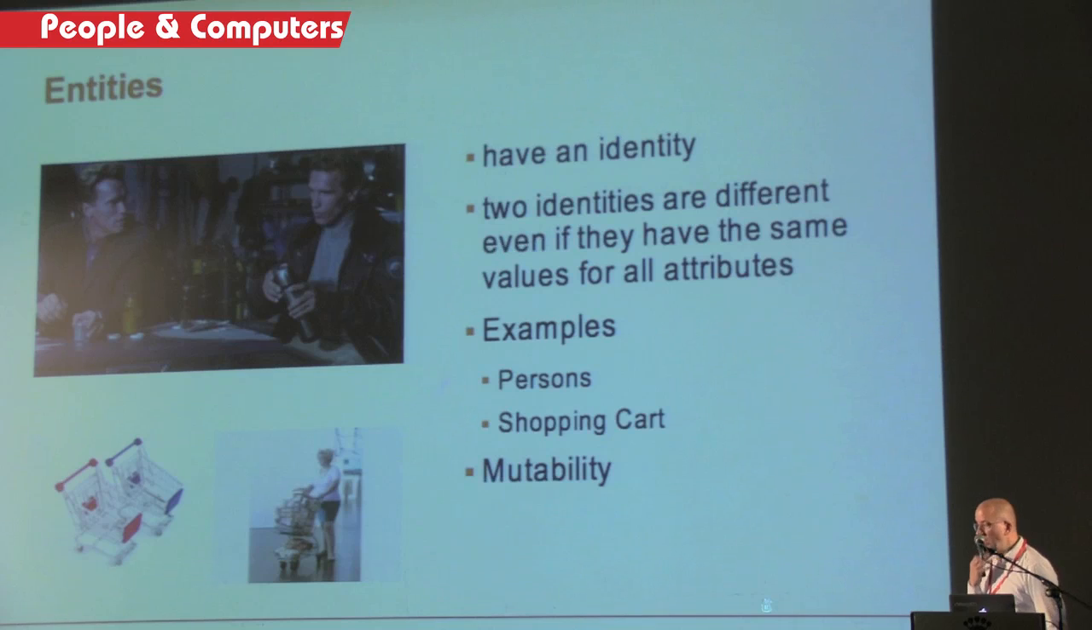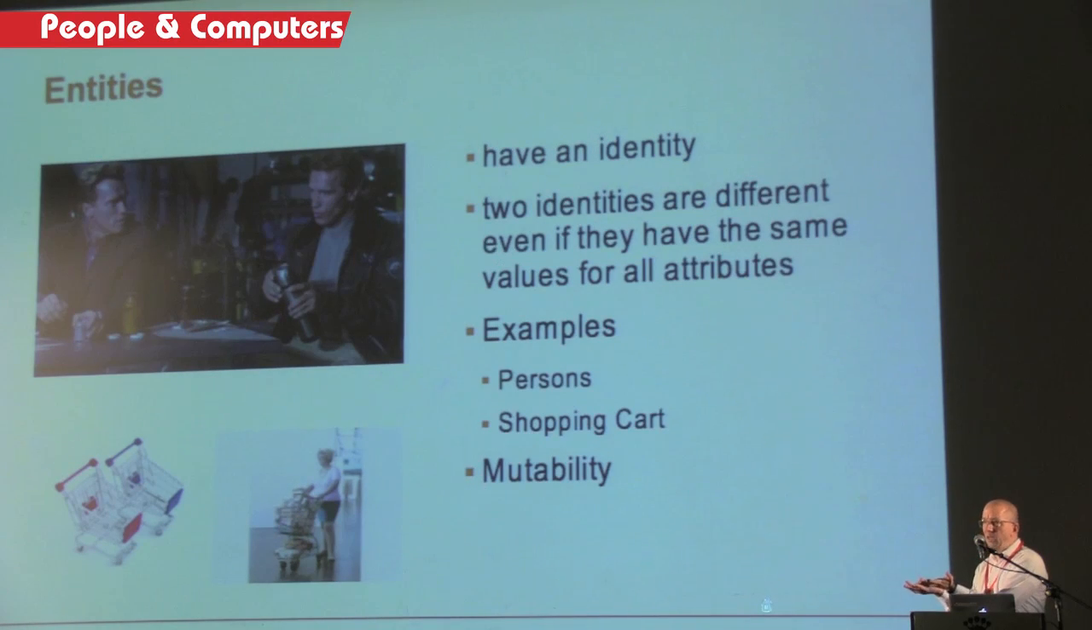And the stuff that you have there, there are several different aspects of objects or kinds of objects. One kind of objects are the so-called entities. Entities are things that do have an identity, and two such, sorry, that's a misprint. It should be two entities are different, even if they have the same values for all the attributes. An example of an entity would be a person. Sorry. Another example of an entity would be a shopping cart.